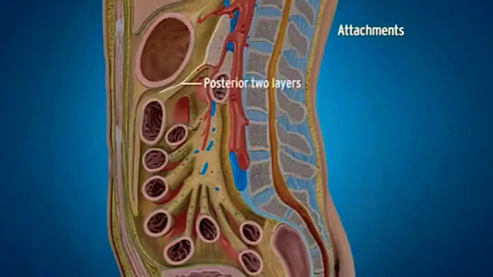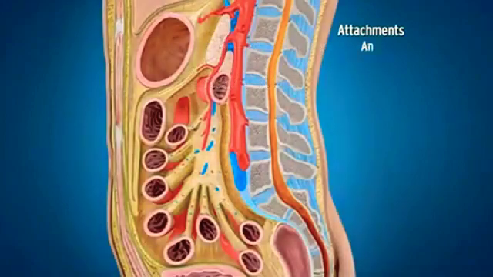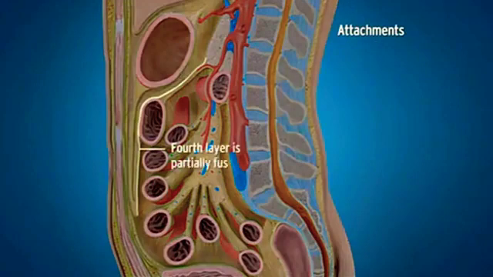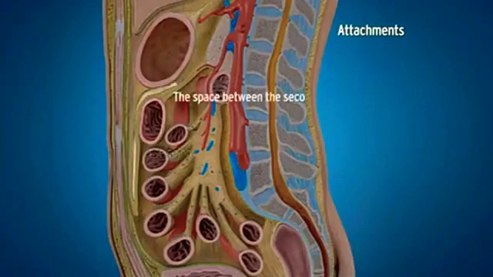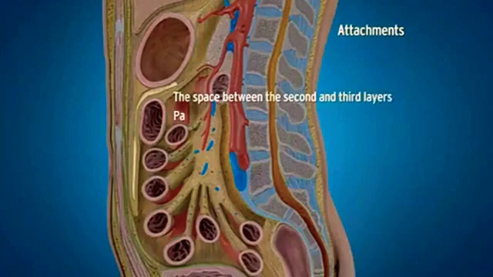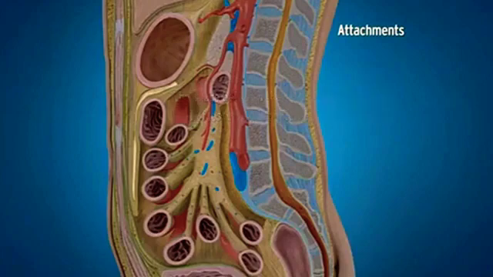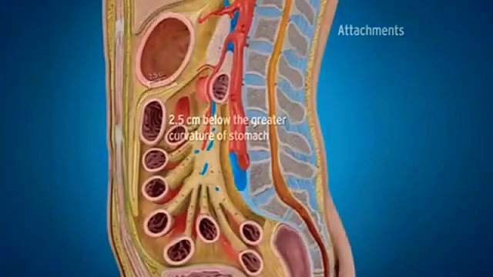Posterior 2 layers ascend to the anterior surface of head of pancreas and anterior border of body of pancreas. In the upper part, 4th layer is partially fused with the transverse mesocolon and anterior surface of transverse colon. The space between the second and third layers, that is, part of lesser sac, is obliterated in most extent, except for about 2.5 centimeters below the greater curvature of stomach.